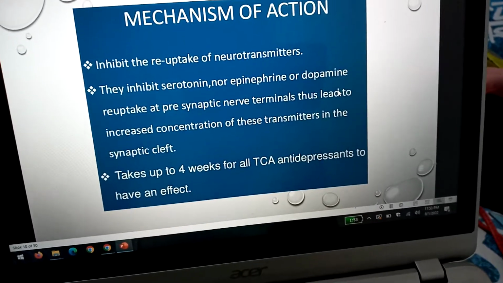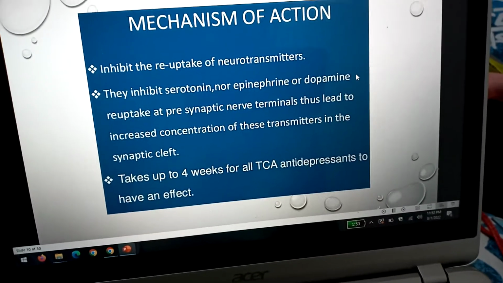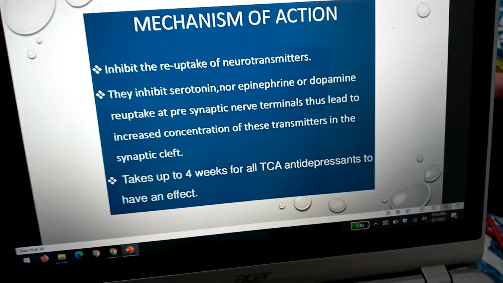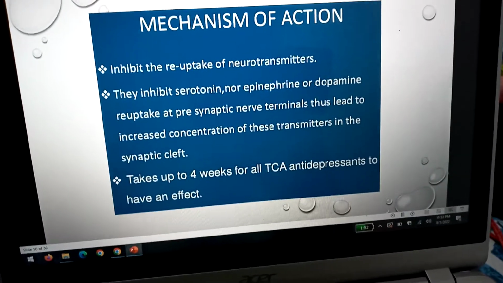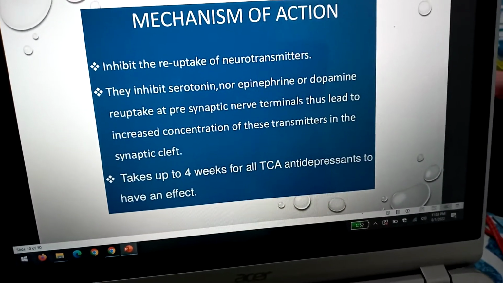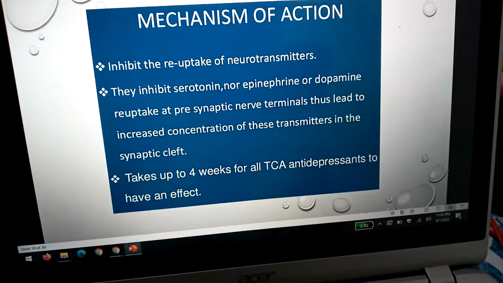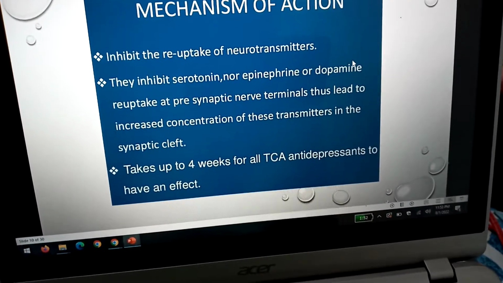So this is all for the first class of antidepressant, which is tricyclic antidepressant. Later on in the next video we will be demonstrating about monoamine oxidase.